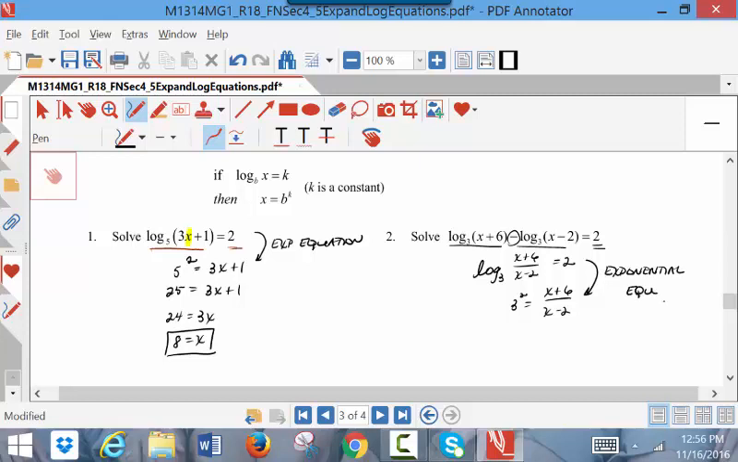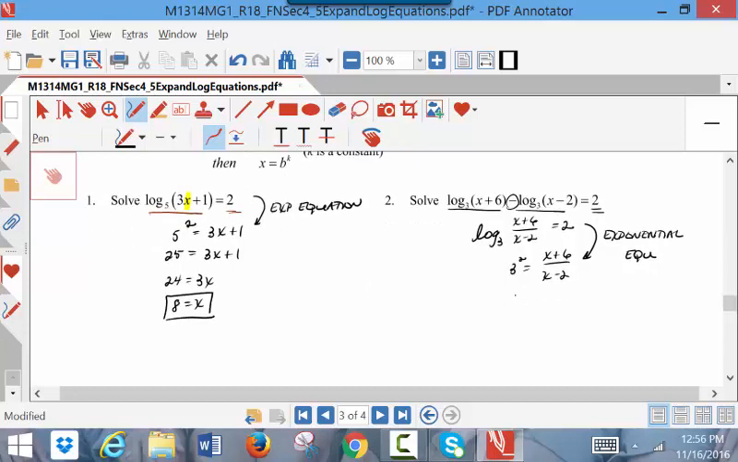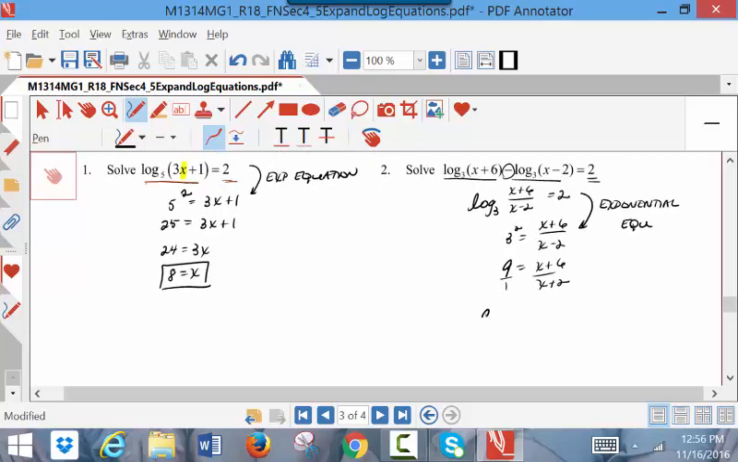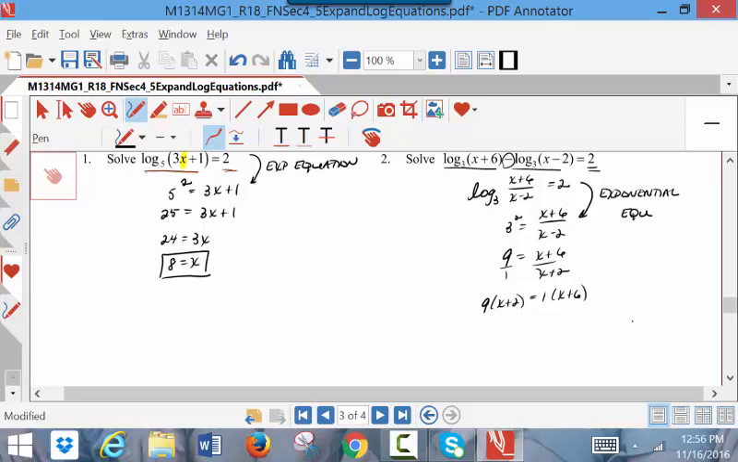And once I've done that, I just use my algebraic skills to solve. So this will say 9 equaling x plus 6 over x minus 2. I'm going to cross multiply, so I'm going to put that 9 over 1. So when I cross multiply, it will be 9 times x minus 2 equaling 1 times x plus 6. I think it's x minus 2. Oh, what did I do? Oh, it's x minus 2. Okay. I thought it was the minus 6 right there.